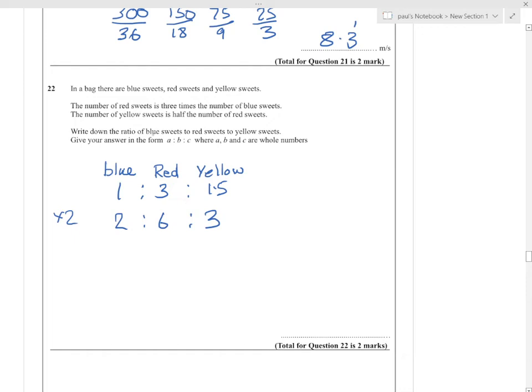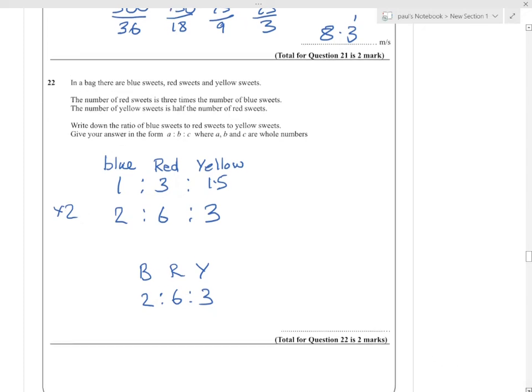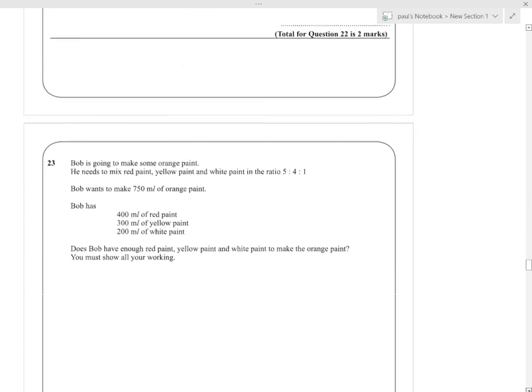Now write down the ratio of blue to red to yellow. Oh, they're all in the right order. Give your answer in the form A:B:C. So blue, red, yellow is 2:6:3. To get rid of that 1.5, just multiply everything by 2 because we don't want any decimals in that.